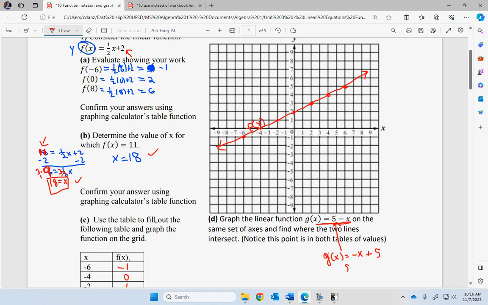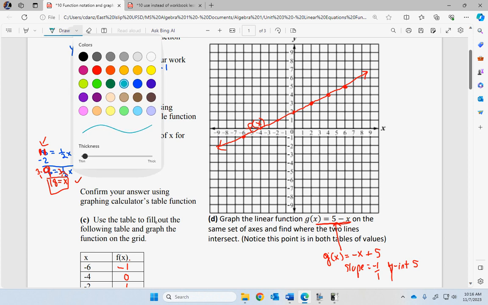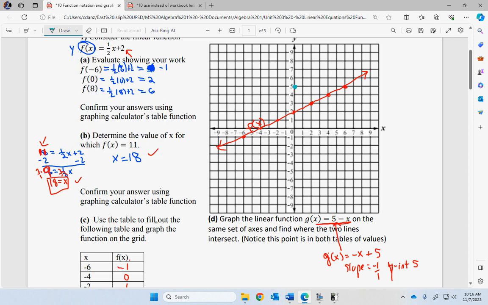So my slope is actually -1 over 1, while my y-intercept is a 5. So if I were to graph this, I would start at 5, and I will go down one, right one. Remember, we like our lines extended all the way to the edges of the graph paper.